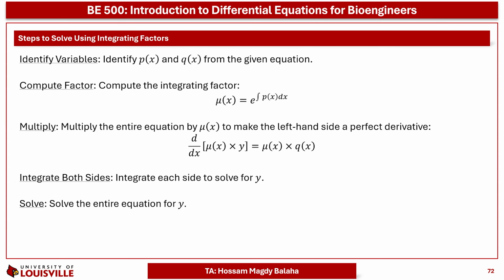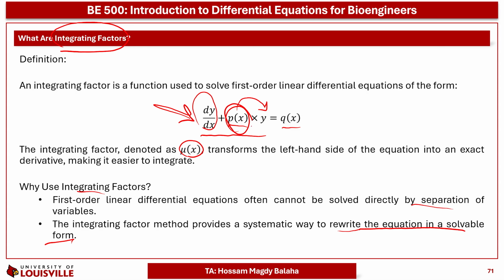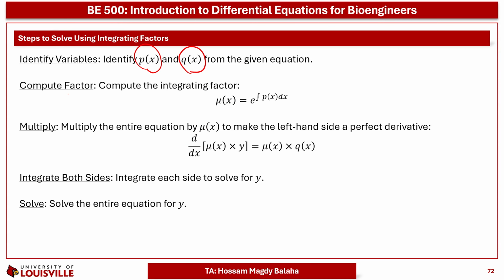Simply identify p of x and q of x. P of x will be the one that's attached to y, and q of x will be the one which is free, without any y. After that, compute the integrating factor, mu of x, equals e, or the exponential of the integration of p of x with respect to dx.